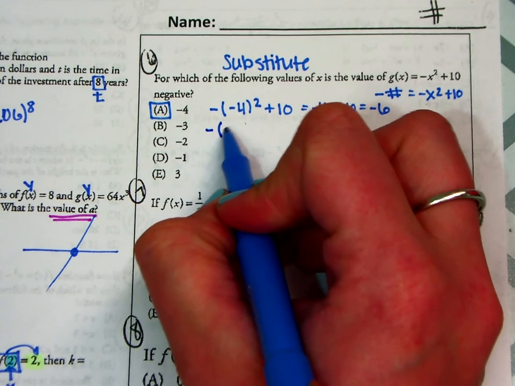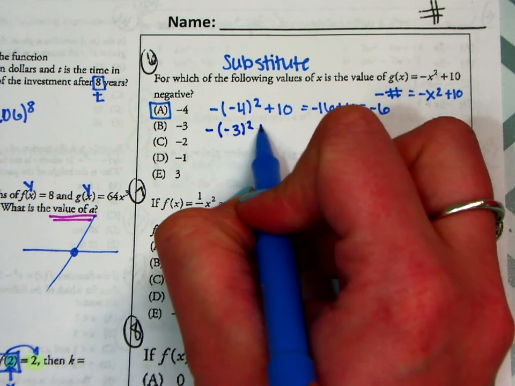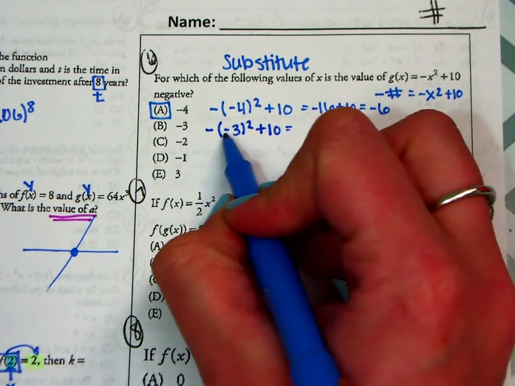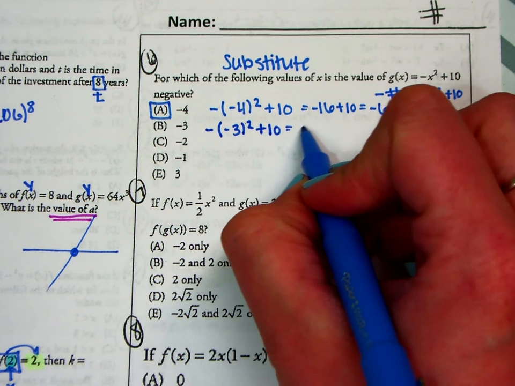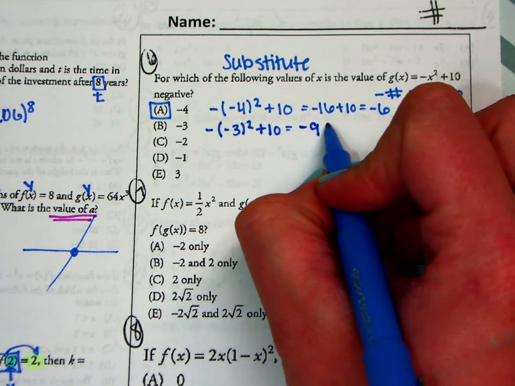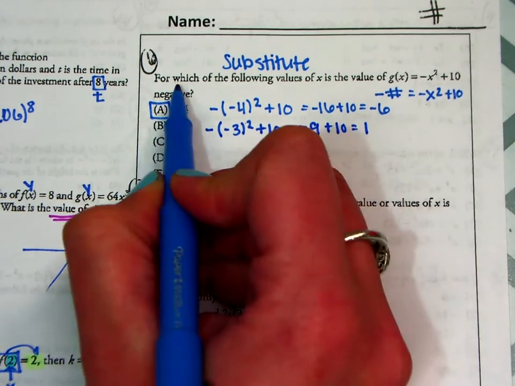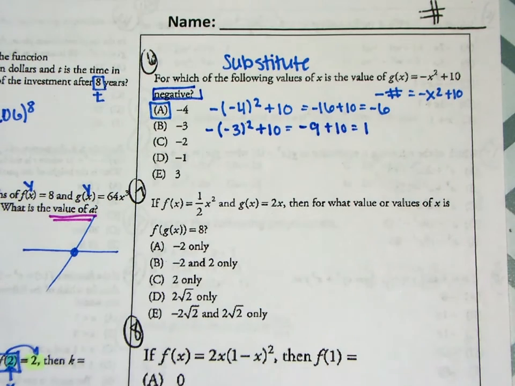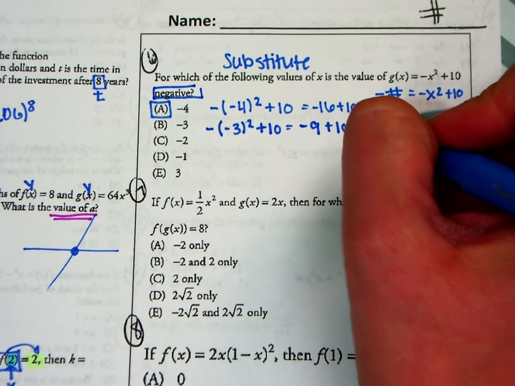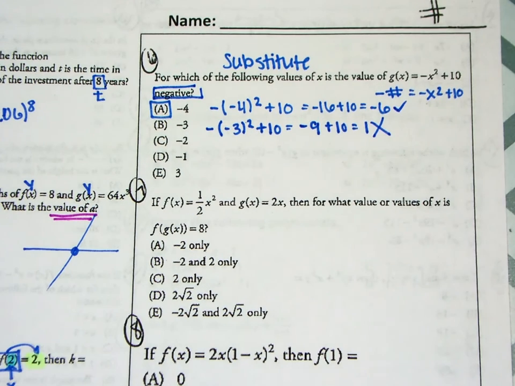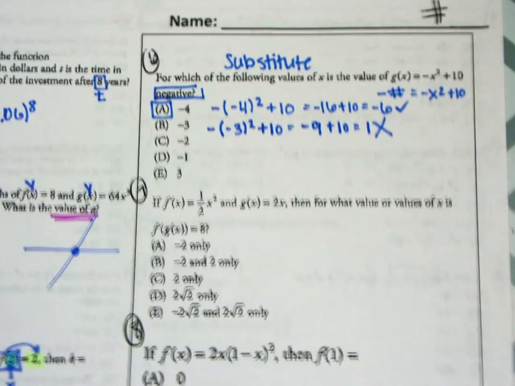We can continue to test these. So if I did like negative 3 squared plus 10. Negative 3 squared is 9. So that would be negative 9 plus 10. That would give me a positive answer. Notice the difference. We're looking for which answer will provide us with a negative number. So this one does not work. Option A does. I would just substitute into the answer choices.